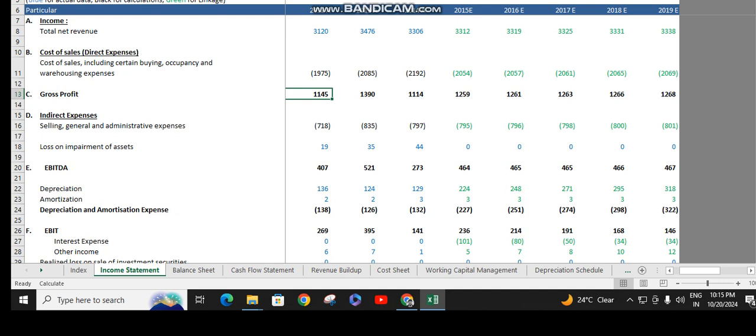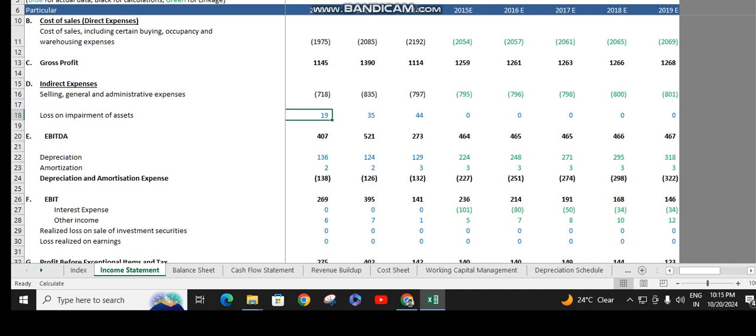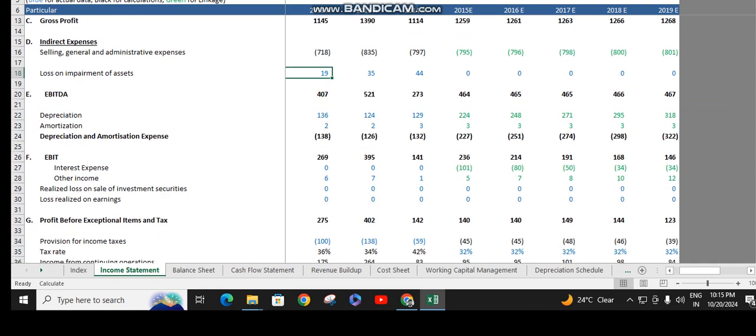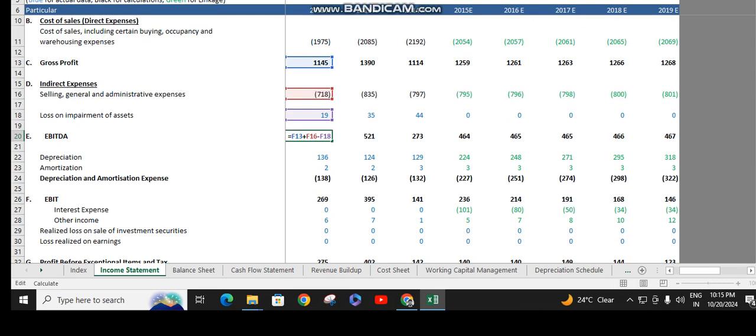Then we have the indirect expenses, the selling and administration expense. So these are the expenses here. Apart from that, there's a loss on impairment of assets, a loss for the impairment of any asset of the company. Then we have the EBITDA. If we click on it, there's a formula for the EBITDA: the gross profit less the indirect expenses and the loss on impairment of assets. So this is called the EBITDA.